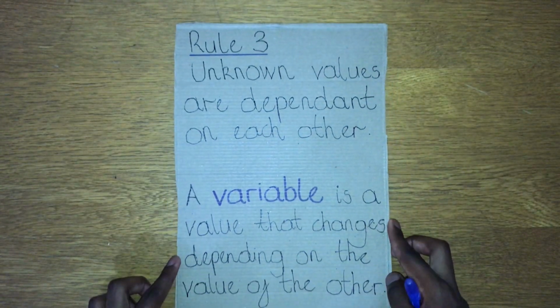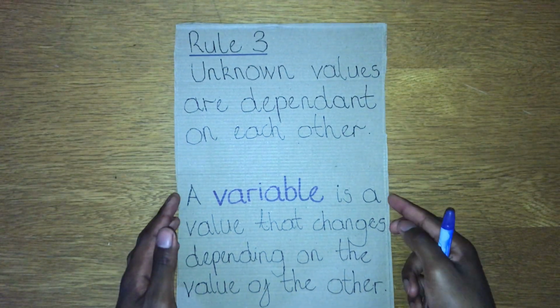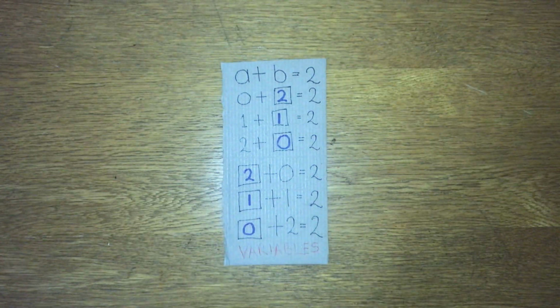Rule number 3. Unknown values are dependent on each other. A variable is a value that changes depending on the value of the other. Let us look at a few examples just to solidify this concept.